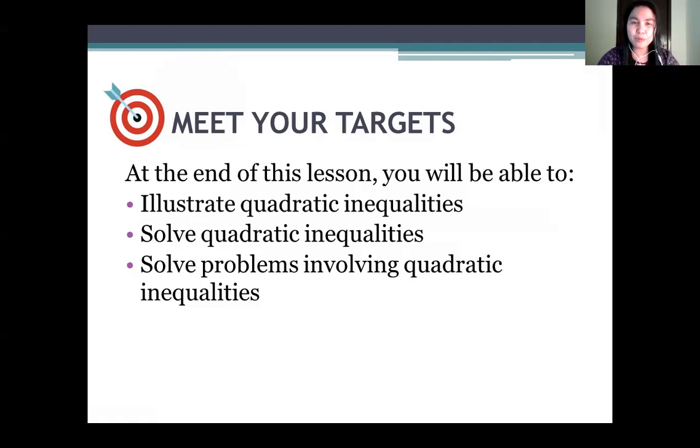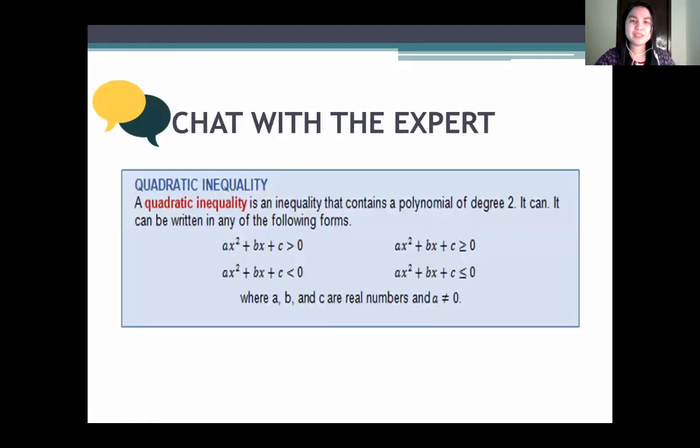Let's have a very brief overview of what a quadratic inequality is and how it is different from a quadratic equation. It's very simple actually. A quadratic inequality is an inequality. It means it has an inequality sign. What are the inequality signs? The basic ones are greater than, less than, greater than or equal to, less than or equal to, or not equal.